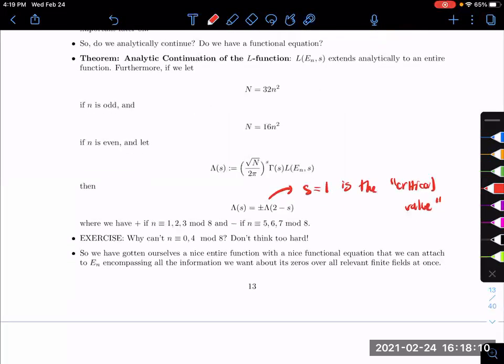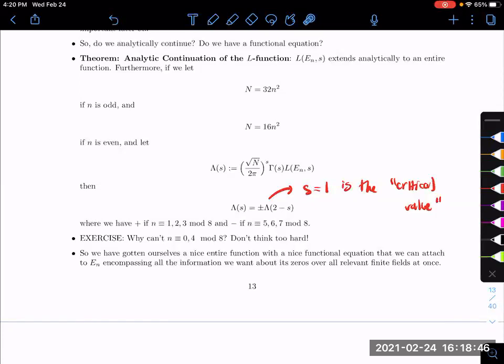Okay, so what have we done? We've built ourselves a nice entire function with a nice functional equation that we can attach to our elliptic curve, any congruent number elliptic curve that we want. And what is this function doing? It's somehow nicely encompassing all the information we want about the zeros of En over all of the relevant finite fields at once. And by relevant, I mean whose cardinality is the power of a prime of good reduction.